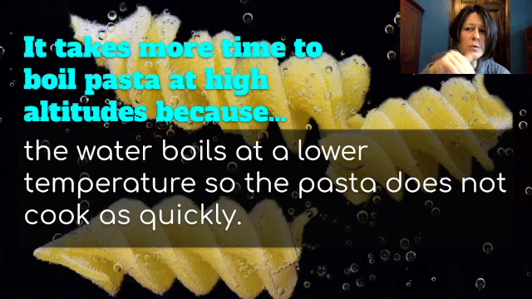Now, at lower altitudes, the atmospheric pressure is higher, so the vapor pressure must be higher for the water in order to boil. But when you're up at a higher altitude, there's less atmosphere above you pressing down, so the atmospheric pressure is less. The vapor pressure has to be less, so the water actually boils at a lower temperature. It does not boil at 100 degrees Celsius. And so it will take your pasta longer to cook.